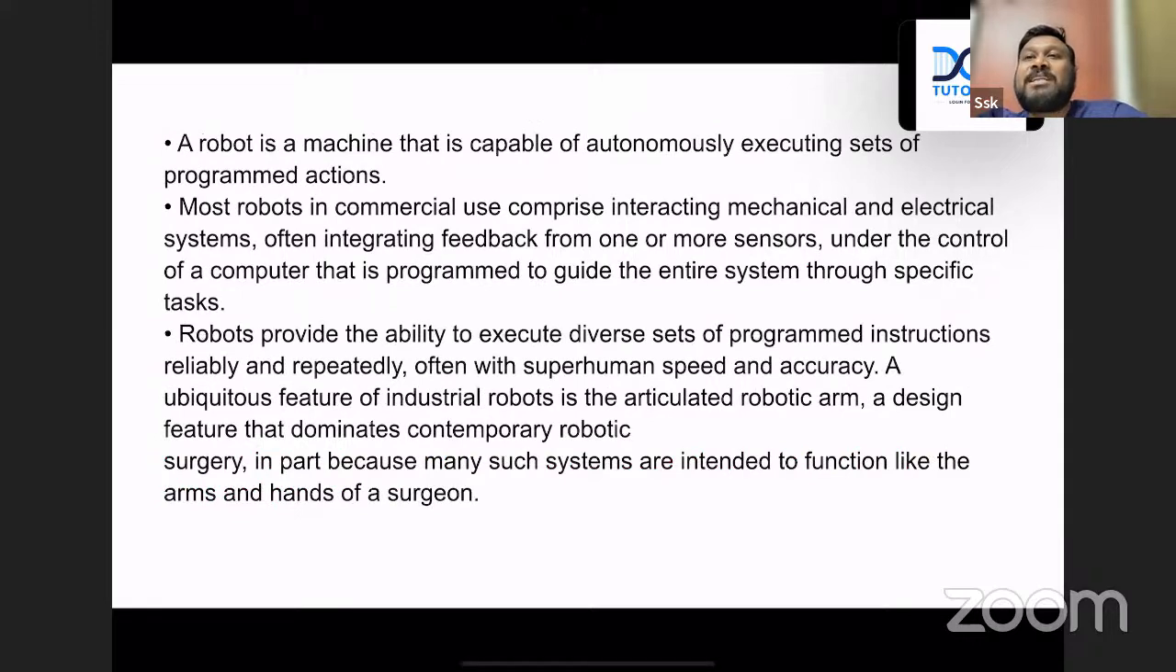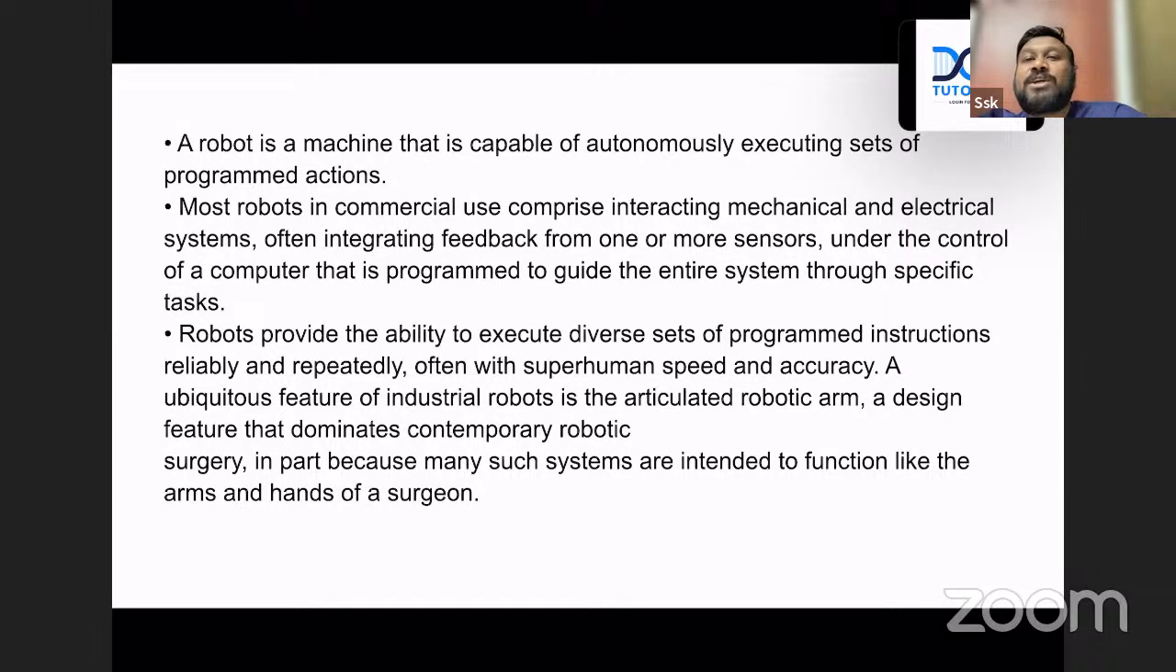So a robot is a machine that is capable of autonomously executing a set of programmed actions. Most robots comprise interacting mechanical and electrical systems, often integrating feedback from one or more sensors under the control of a computer that is programmed to guide the entire system through specific tasks. So they provide the ability to execute diverse sets of programmed instructions reliably and repeatedly, often with superhuman speed and accuracy.